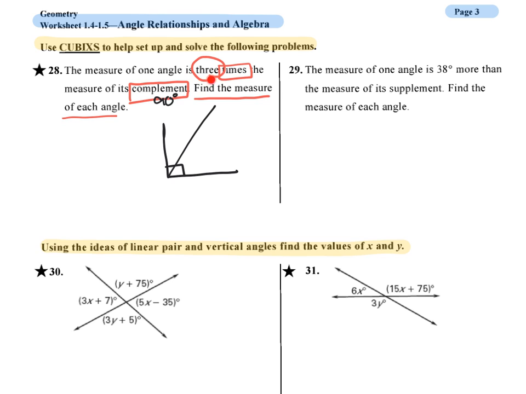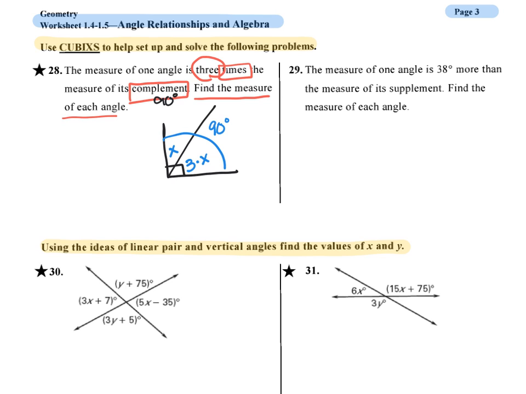I do know that one angle has to be 3 times the measure of the complement. That means that one of the angles has to be 3 times the other angle. So if I go 3 times x, that means the first angle has to be x. So here we have 2 angles. One is x, one is 3x, and I know together they have to make 90 degrees.